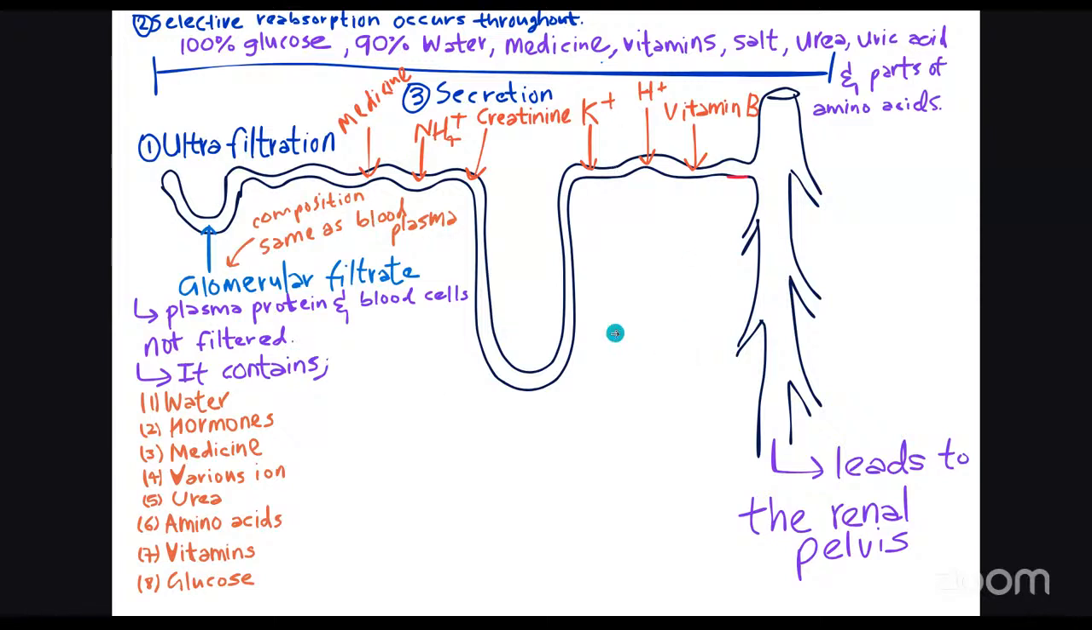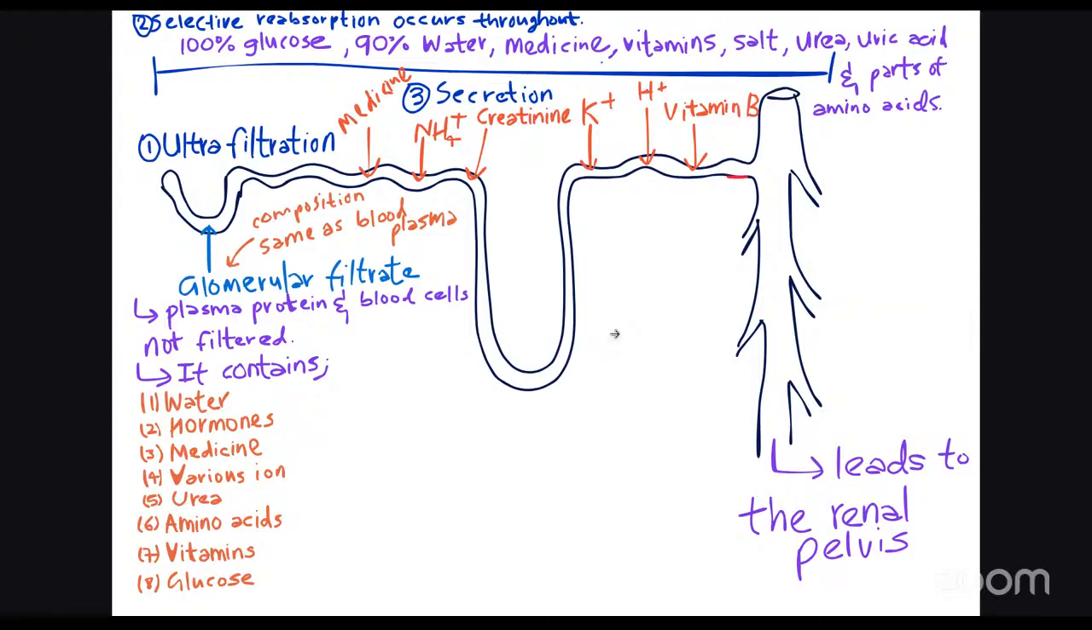So now urine formation is going to have 3 steps. First is ultrafiltration, then we have selective reabsorption, then finally we have secretion. Now you guys tell me, where does ultrafiltration occur? Tell me where ultrafiltration is going to be occurring. What are the 2 parts involved in ultrafiltration?